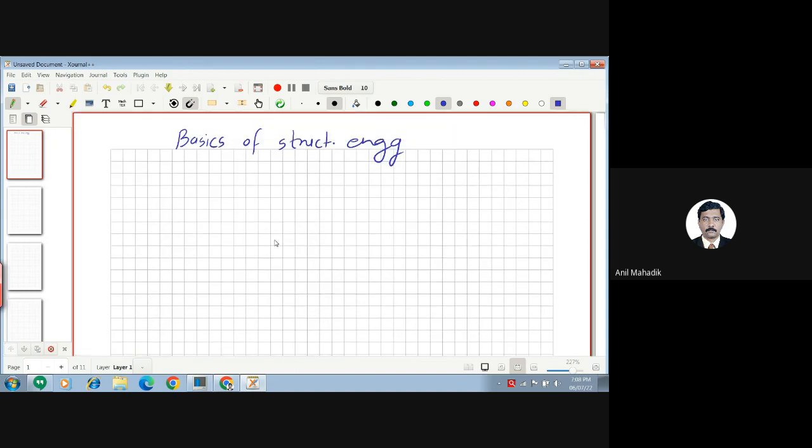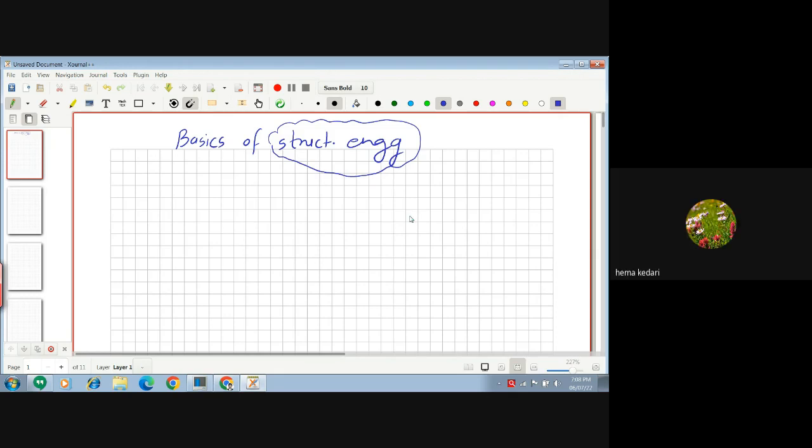So can anybody tell me what do I understand by structural engineering actually? What is structural engineering? What do I understand by this subject? Or you can say what is done in structural engineering? We design and analyze structures, different structures. Yes, we are designing and we are doing the analysis.